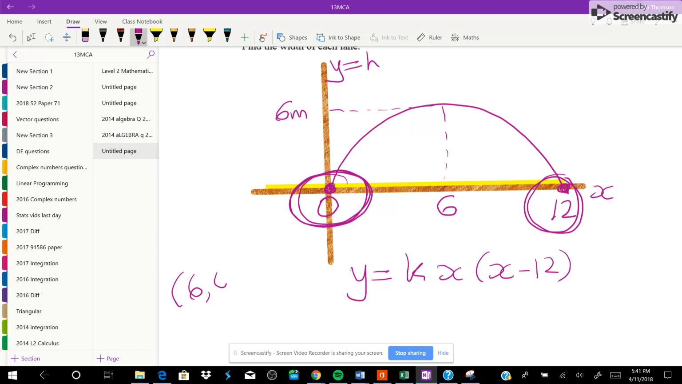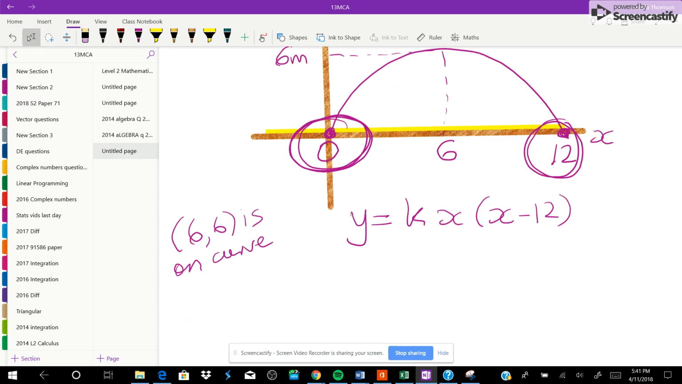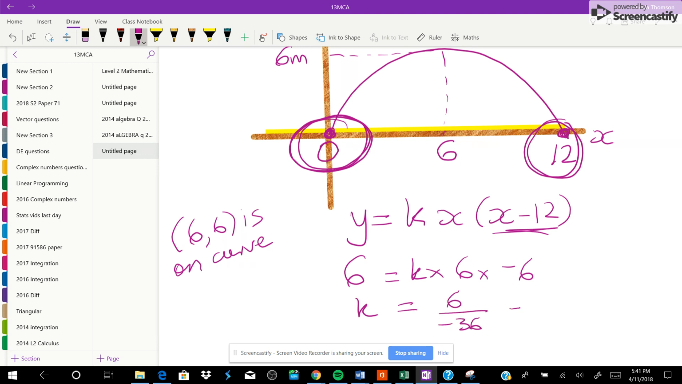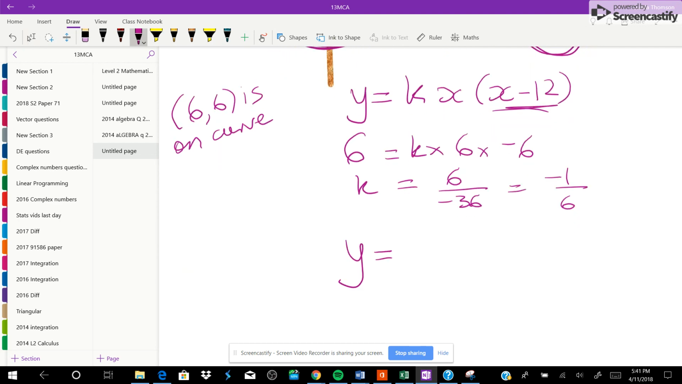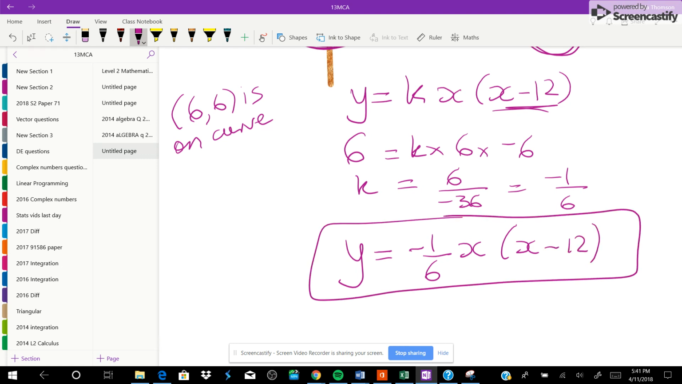We know that 6 is on the curve. So to find the value of k, we're going to substitute that point in. 6 is equal to k times 6 minus 12, negative 6, giving me k is equal to 6 over negative 36, which is negative 1/6. So the equation of the parabola that we can use to model the tunnel is y equals negative 1/6 x times x minus 12. So that's the first part of the problem solved.